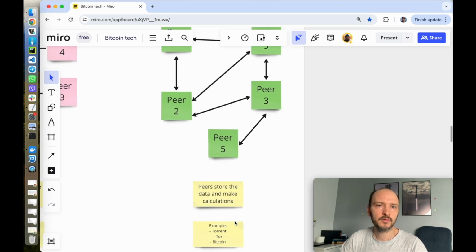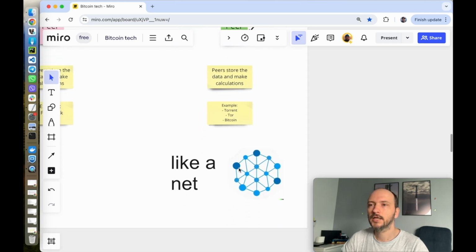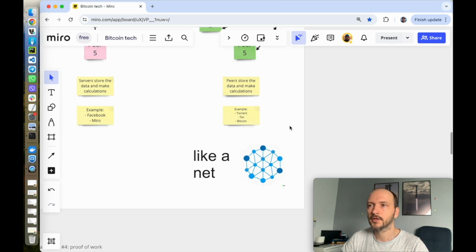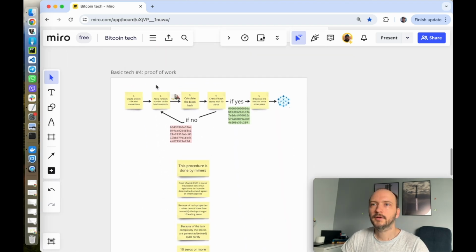And peers make calculations in this case and store the data. Examples of such networks are torrent networks or Tor browser, or Bitcoin is also a decentralized network. And a metaphor for that is a net or a network where nodes are connected to each other without a central component in the architecture. So that's the core tech number 3.